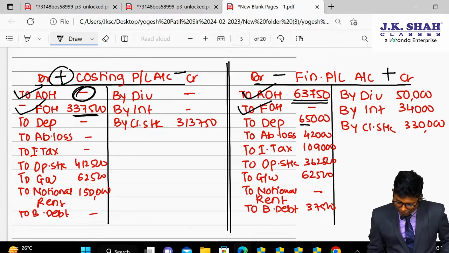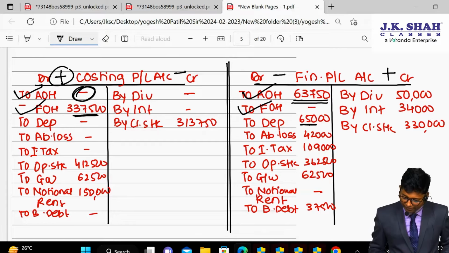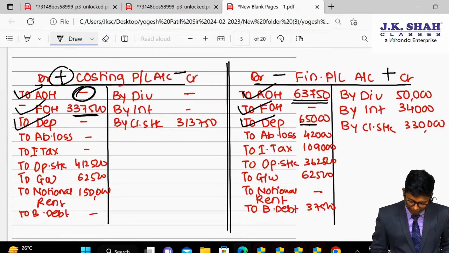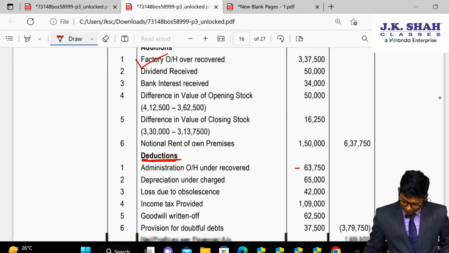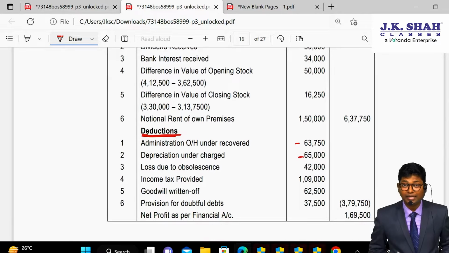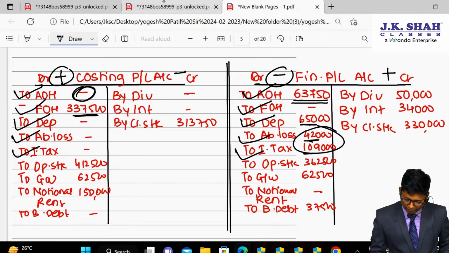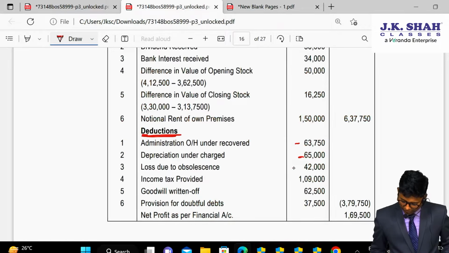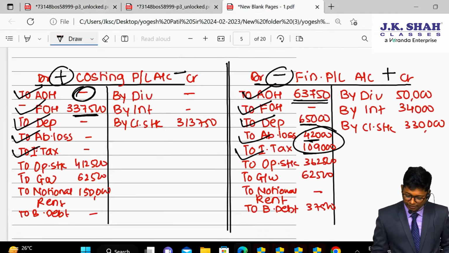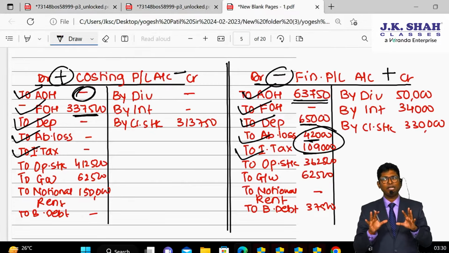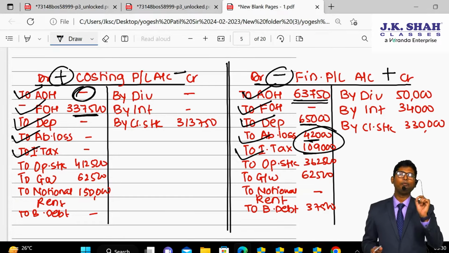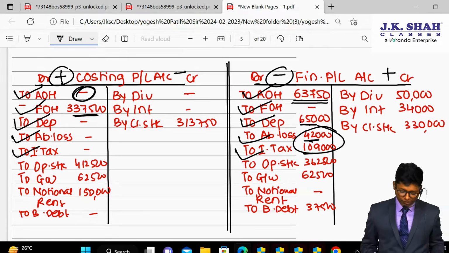Depreciation 65,000 is there in finance, and above that sign is minus, so you can check here depreciation is recorded under minus adjustment. Each and every item you should compare. Abnormal loss 42,000, income tax 1,09,000. Both these items are deducted. You can check there, your income tax and abnormal loss has been deducted. Next element, when you prepare this kind of working, now things become easy. There are 0% of error, you will be getting the full marks.